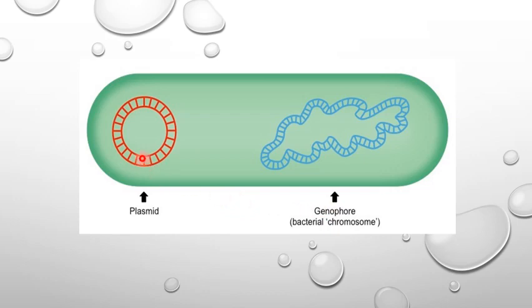And this is a circular extrachromosomal DNA that lies along with the genomic DNA, and it has a unique feature. It has genes which give them resistance to antibiotics. So this is the genetic material DNA known as the nucleoid, and this circular DNA is known as the plasmid.